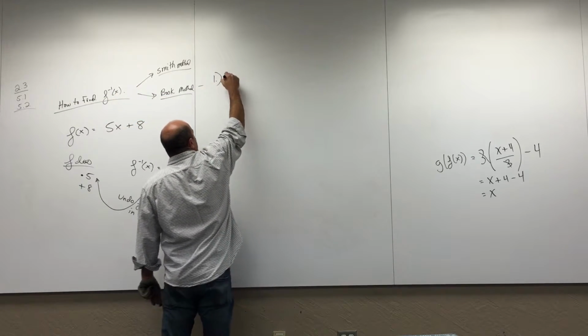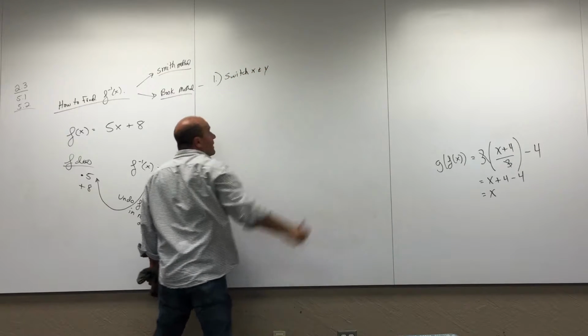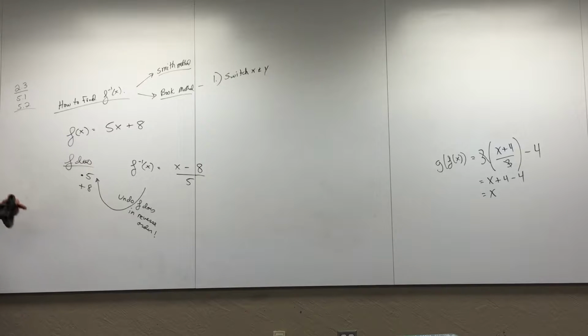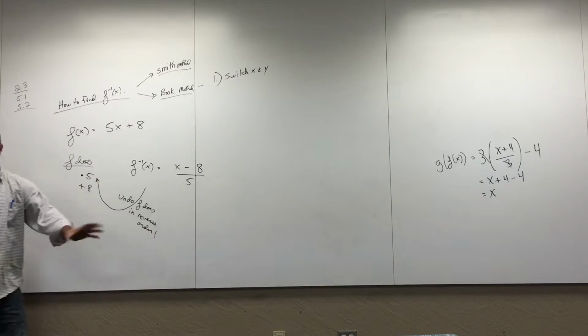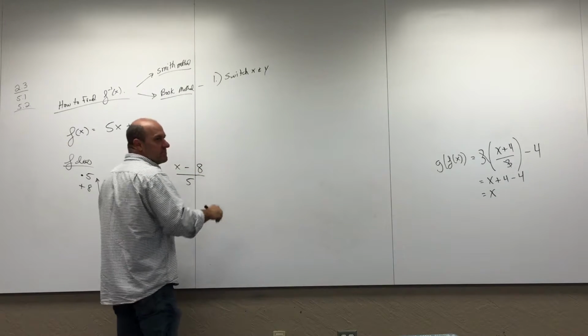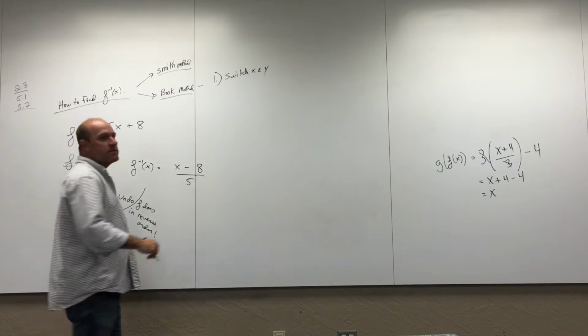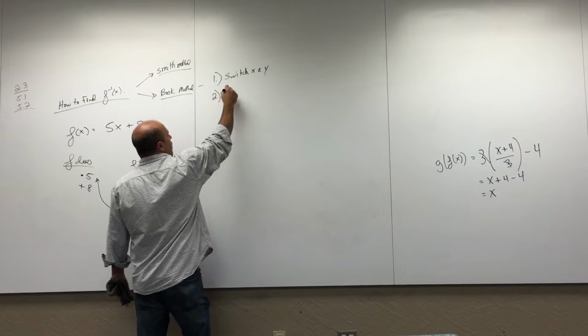Step 1, switch x and y. When you do the book method, you're just a robot. When you do the Smith method, you kind of know what's up. Your f does something, and you're trying to undo that. The Smith method is kind of instinctual. The book method is just very robotic. You ready? Step 1, switch x and y. Step 2, solve for y.